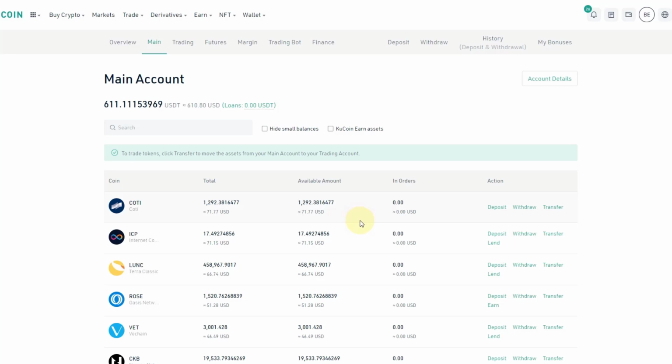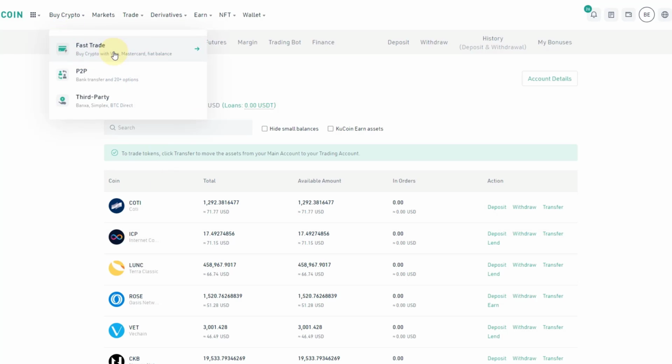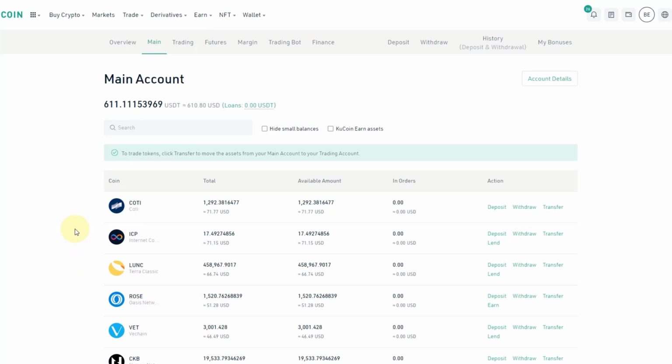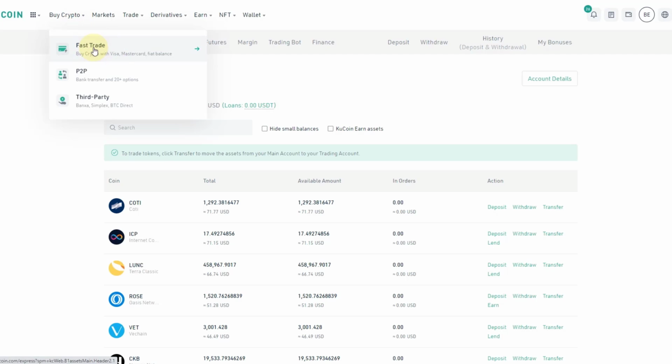For example, USDT. If I want to trade with USDT, I need to buy it with fiat on Kucoin, which you can do. I buy USDT first, which you can do in the fast trade option. This is not really trading. This is only if I want to buy a stable coin, so I can trade with different altcoins. Because, for example, I can only buy COTI with USDC or USDT. So I need some stable coins on the exchange. I do that by fast trade, and you can buy with your Visa or MasterCard.